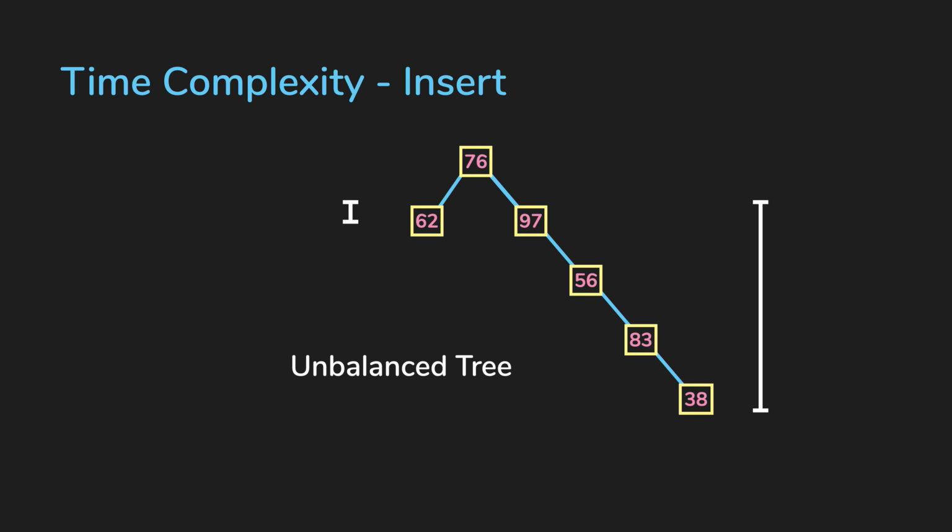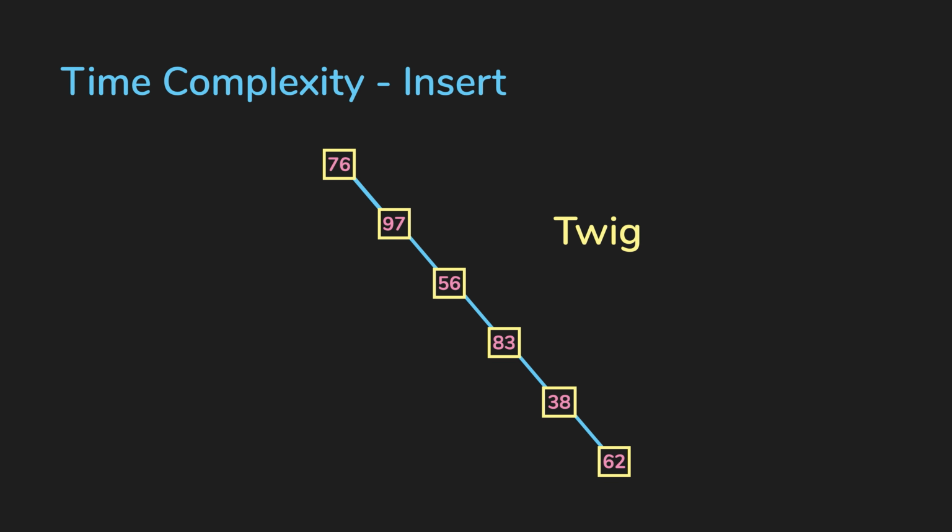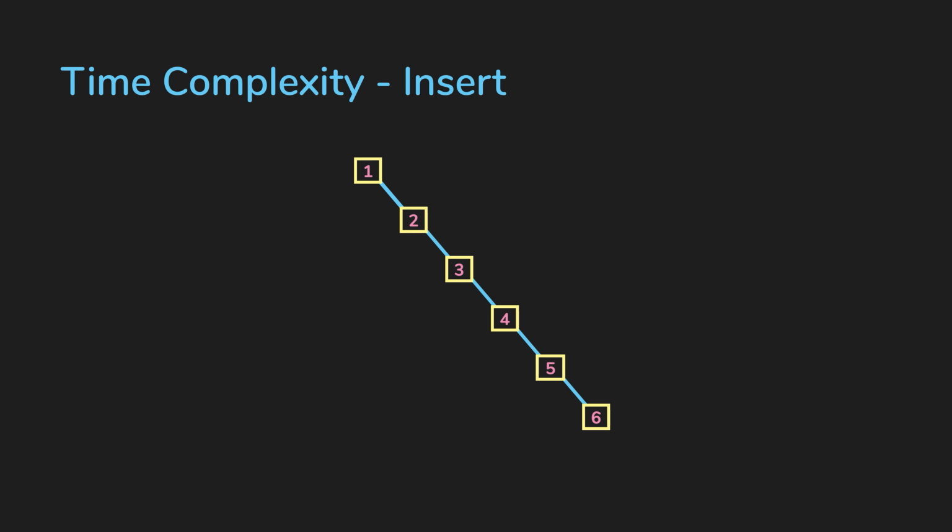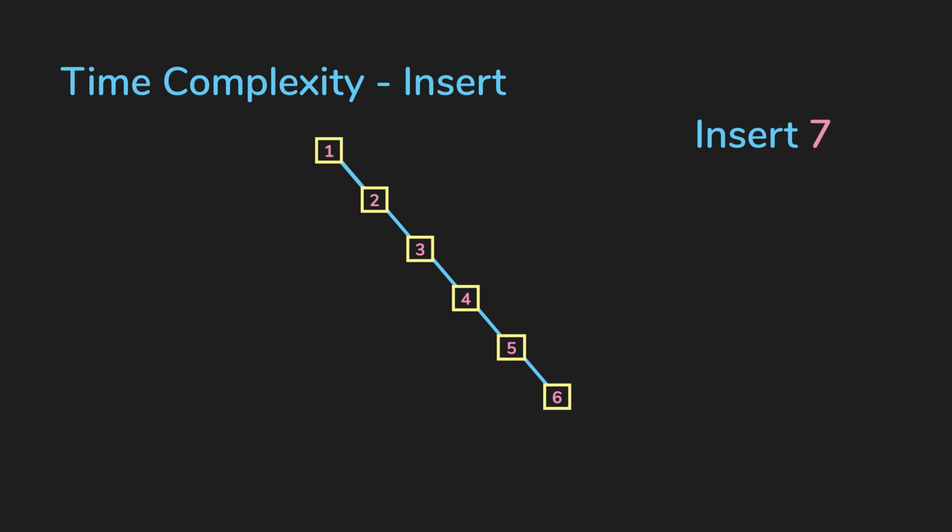Remember from our last lecture, I showed you a tree that looks more like a twig. It's essentially a tree that only has the right children. The reason why it's the worst case is that if we want to insert 7 in this tree, we would have to traverse the whole tree from the root to the last leaf. And there are n nodes in this tree, so our insert will take O of n time.